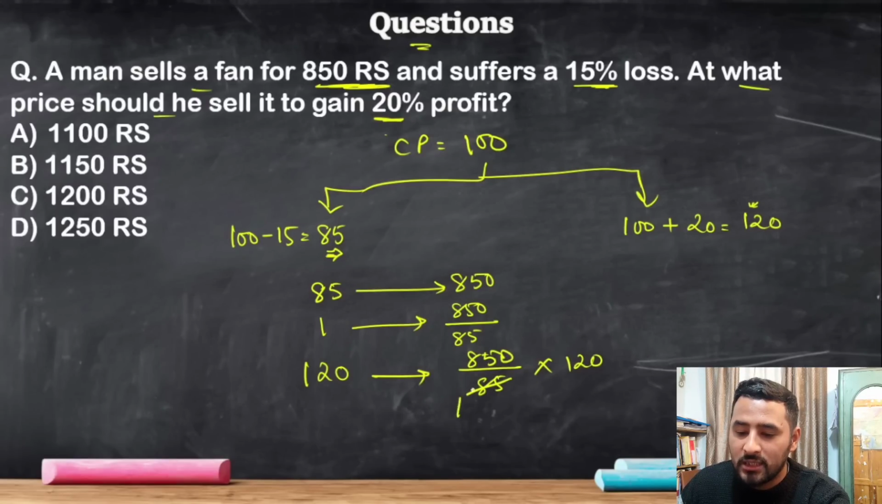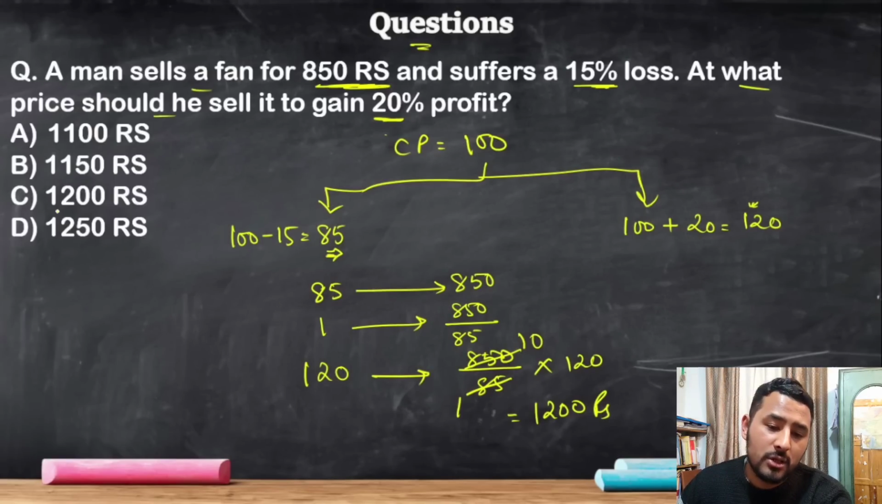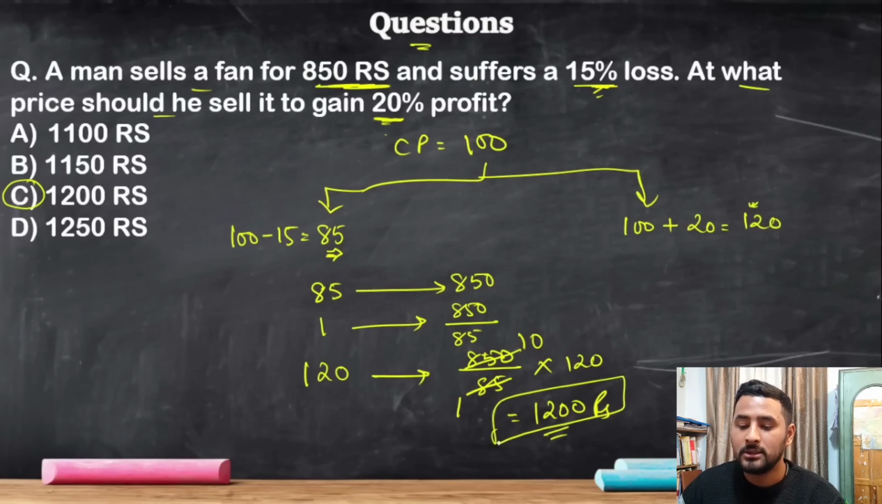See, 85 ones are 85. 85 into 10 is how much? 850. Now just multiply this one, you'll get how much? 10 into 120 will be 1200 rupees. Clear? So option number C will be the answer. So when he was selling at rupees 850, he had a loss of 15%. Now to get a profit of 20%, he should sell the same item at 1200 rupees. Clear? I hope this is clear. Let's go to the next question.